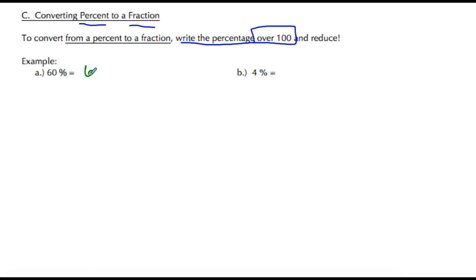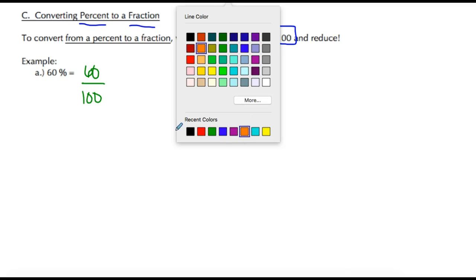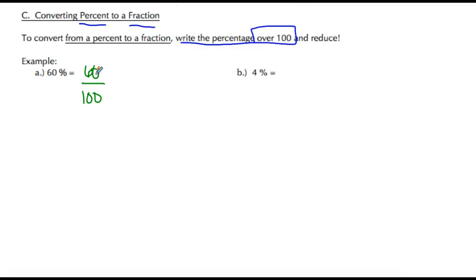60% is the same thing as 60 out of 100. And now we need to reduce. So what number goes into both 60 and 100? Well, I can divide by 10, which is the same thing as crossing out the zeros. Okay, so that'd be 6 over 10. And now I know I can divide by 2 a little bit easier. And that would give me 3 over 5.